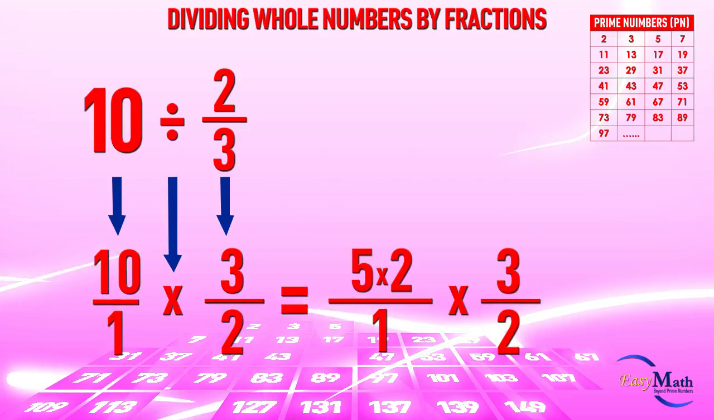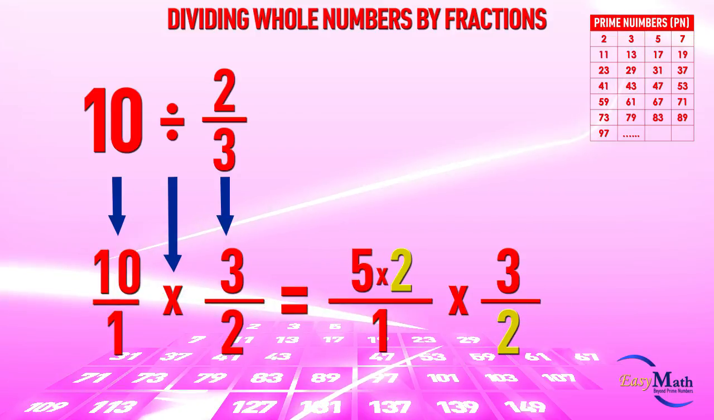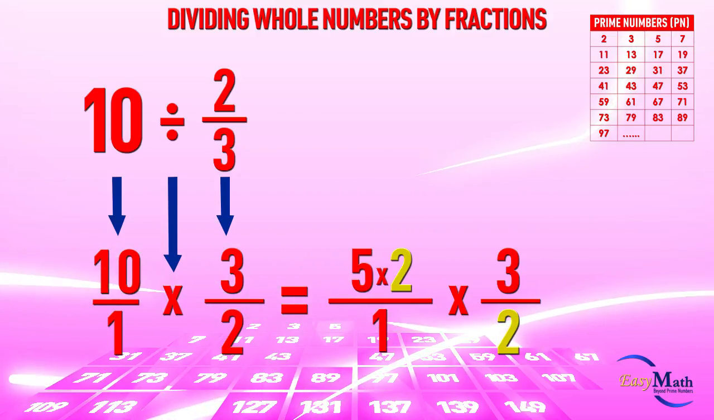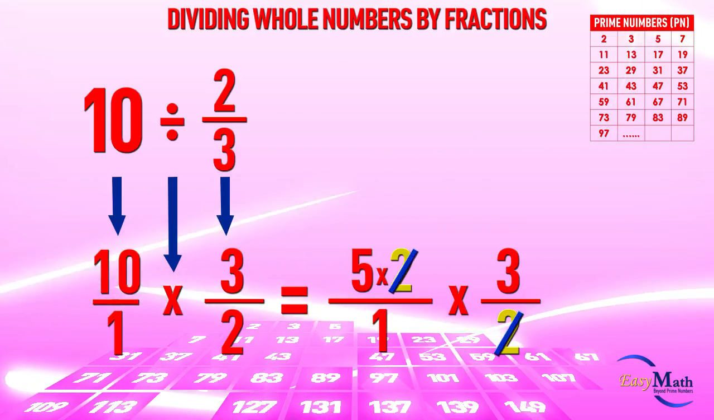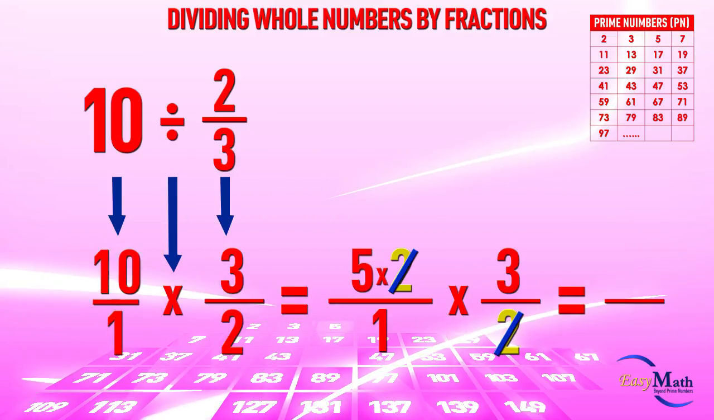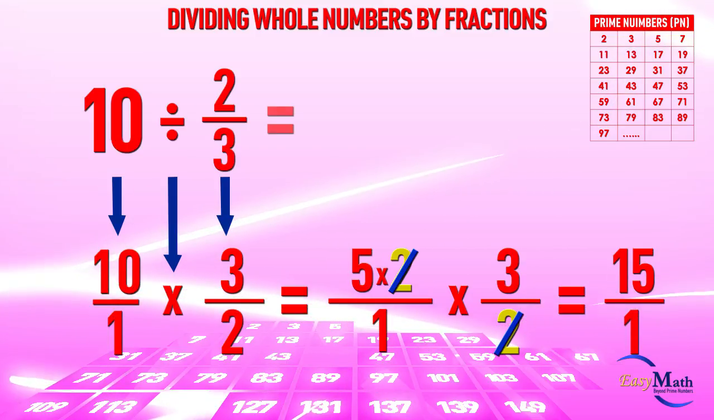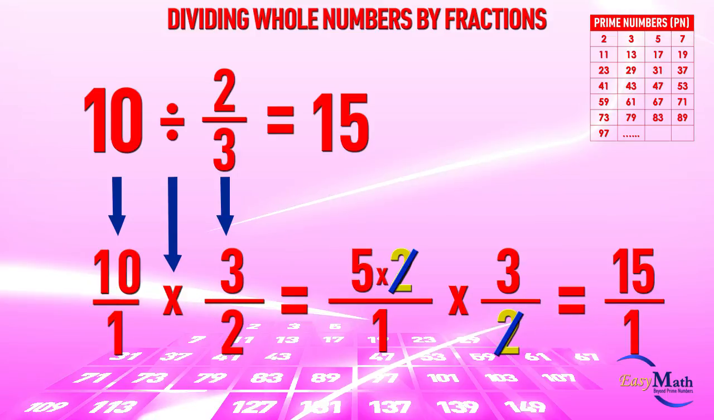Well, we see here that we've got a value, 2 in the numerator and 2 in the denominator, that we can simply cancel out. Now we can multiply across the numerator. 5 times 3 equals 15, and 1 times 1 equals 1. So our final answer is 15.